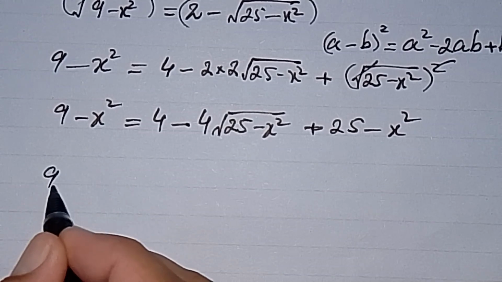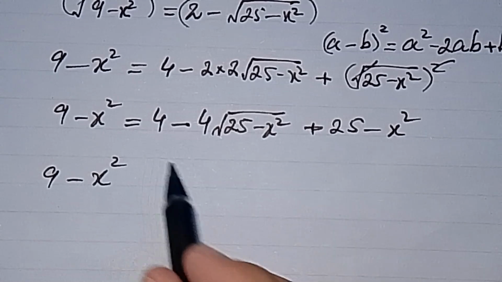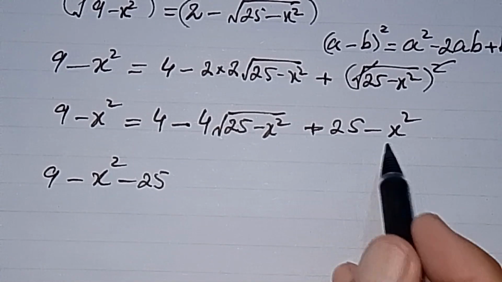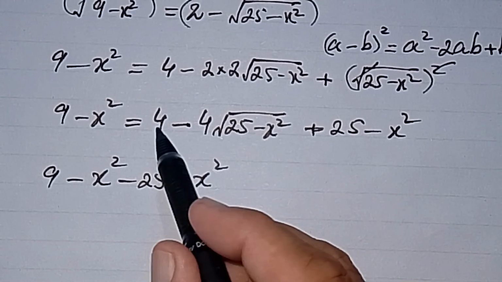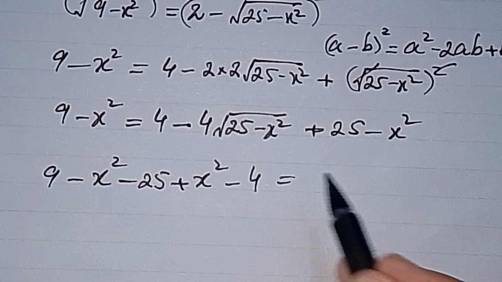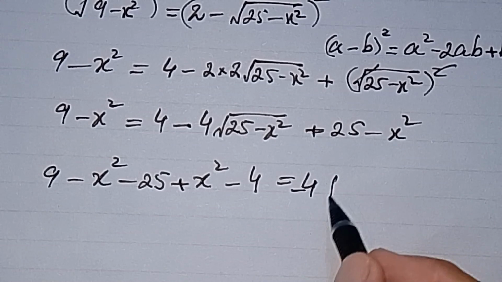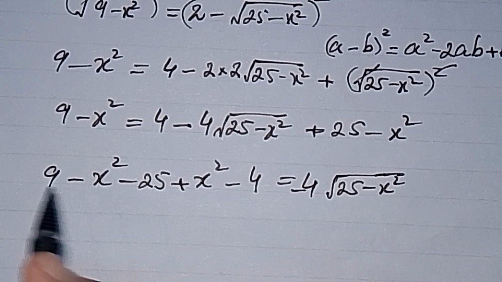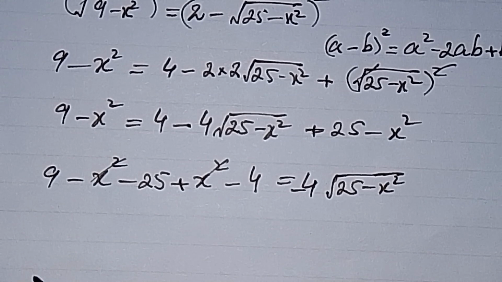9 minus x square plus 25 is changed into minus 25, minus x square is changed into plus x square. This 4 is changed into minus 4, is equal to 4 minus 4 under root 25 minus x square. Now these two terms are cancelled.